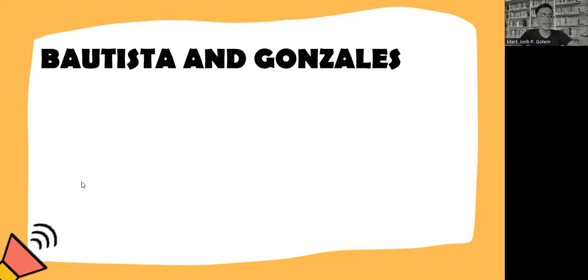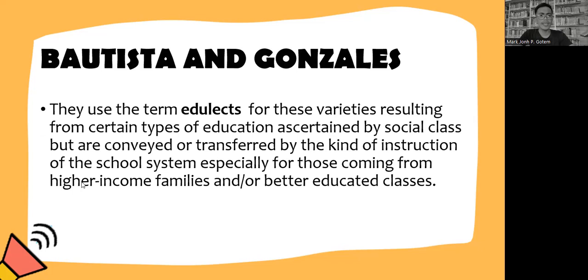According to Bautista and Gonzalez, again, they use the term idiolect. So what is idiolect? Idiolect refers to these varieties resulting from certain types of education ascertained by social class, but conveyed or transferred by the kind of instruction of the school system, especially for those coming from higher income families and or better educated classes. So in short, idiolect is a type of education ascertained by social class.